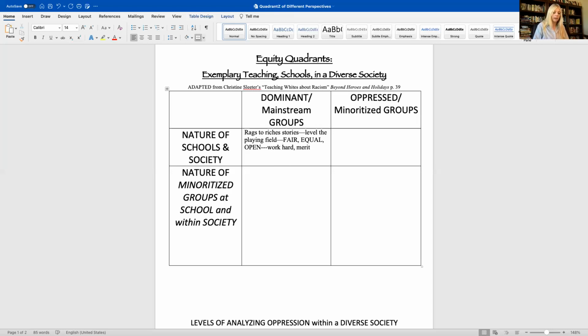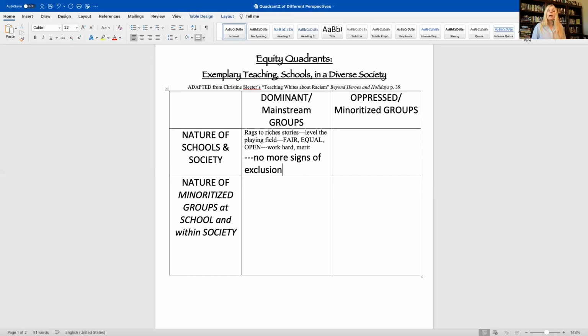We don't have any more signs anymore, right? We used to, so no more signs of exclusion. We used to have those in the United States. It would be pretty common anywhere you went. It might be over a drinking fountain, and here, trigger warning, over a drinking fountain, it might say for whites only, and then the other fountain might say for coloreds, trigger warning. We don't use that kind of language anymore.